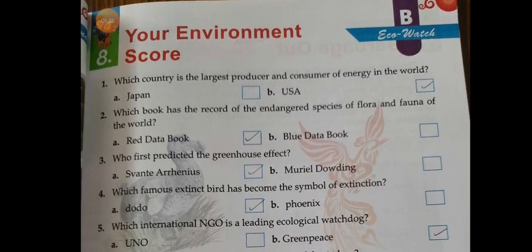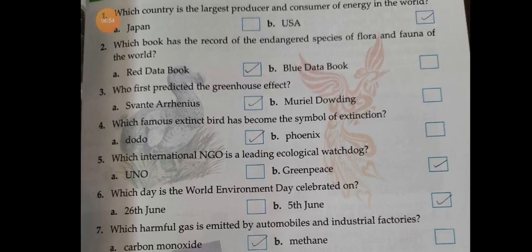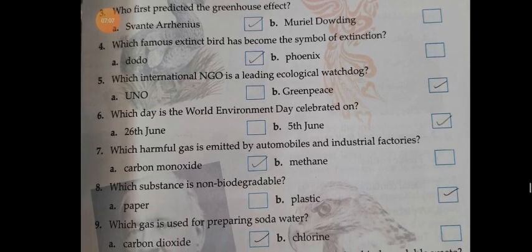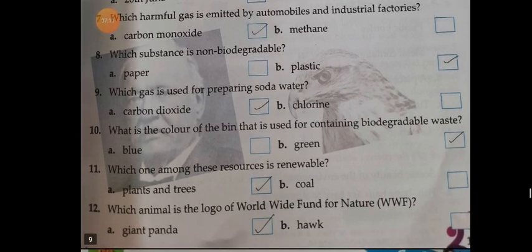Now next one, it is environment quiz. Which country is the largest producer and consumer of energy in the world? It is USA. Which book has the record of the endangered species of flora and fauna of the world? It is Red Data book. Who first predicted the greenhouse effect? Svante Arrhenius. Which famous extinct bird has become the symbol of extinction? Dodo. So like this answers are given, you can just mark from the picture. Okay, and all answers are given there.